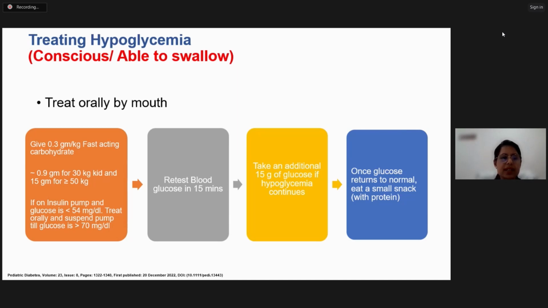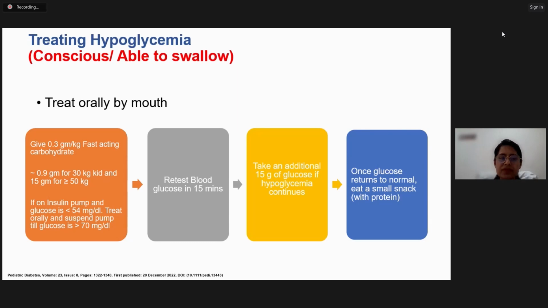So if the child is less than 30 kg, glucose will be required in proportion to weight, and if someone is equal to or more than 50 kg, then approximately 15 gram of fast acting carbohydrate will be required. If an individual is on an insulin pump and the glucose level is less than 54 milligram per deciliter, then it should be treated orally and the pump should be suspended until the glucose is more than 70 milligram per deciliter.